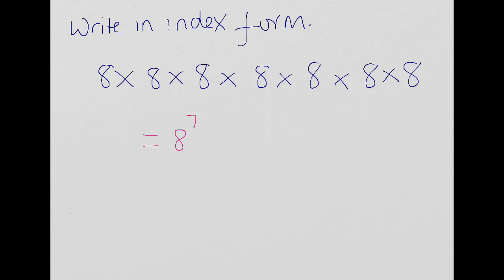Notice this is not 8 times 7, 8 multiplied by 7. This is 8 multiplied by 8 multiplied by 8 multiplied by 8 multiplied by 8 multiplied by 8 multiplied by 8. So it's 8 multiplied by itself 7 times. And it's very important to realise the difference between 8 times 7, which would be 8 add 8, 7 times, whereas this is 8 multiplied by 8.